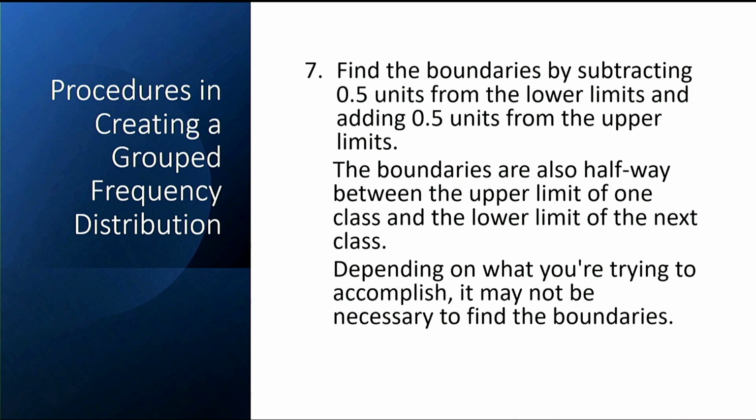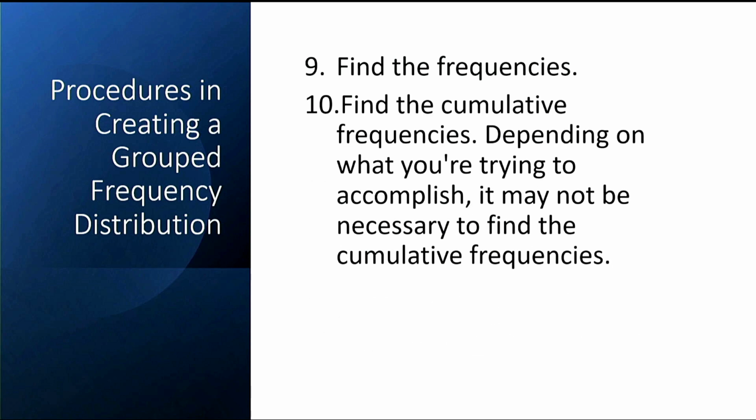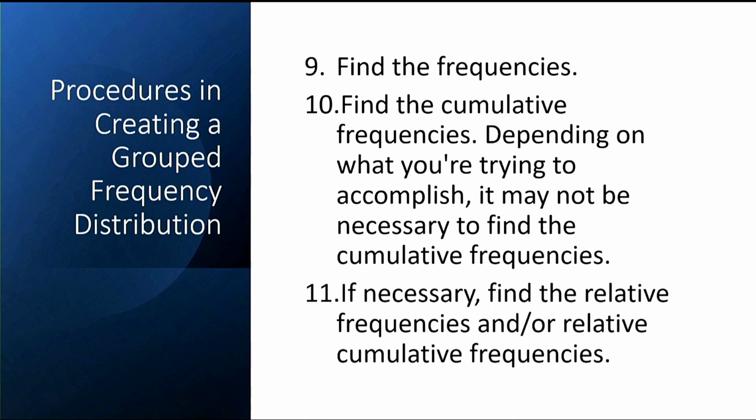So to find the class boundary, subtract 0.5 unit from the lower limit and add 0.5 to the upper limit. Then take the tally of the data. From the tally you find the frequency. The cumulative frequency will then follow. Then, if necessary, find the relative frequency and that of the cumulative.